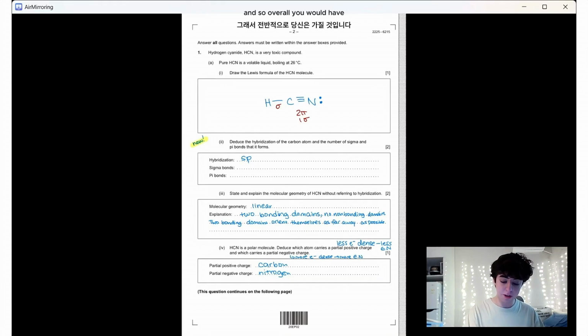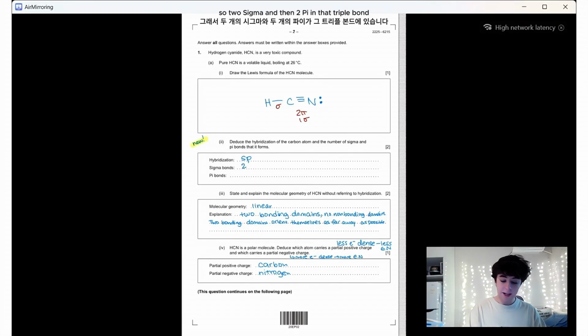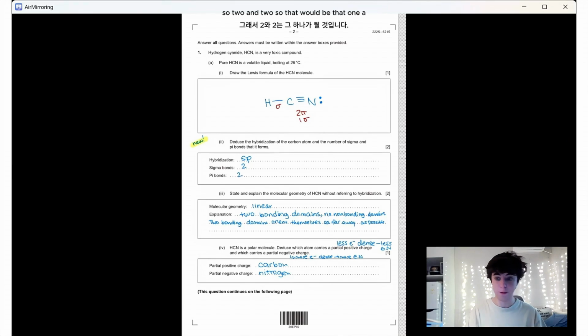And so overall, the number of sigma bonds would be 1 from the triple, 1 from the single, so 2 sigma, and then 2 pi in that triple bond. So 2 and 2. So that would be that 1A2 extra mark.